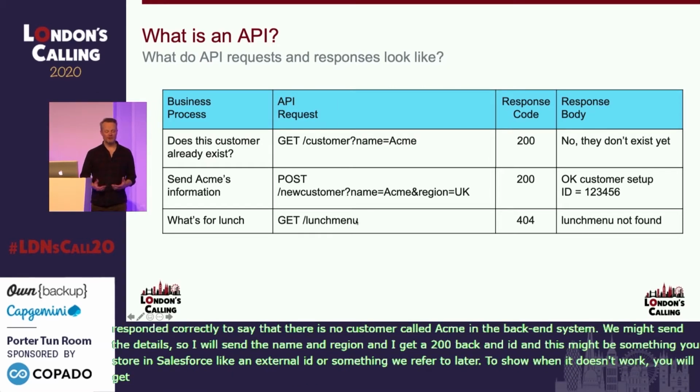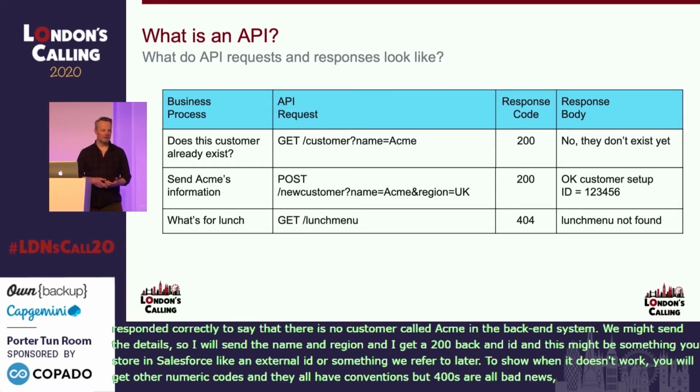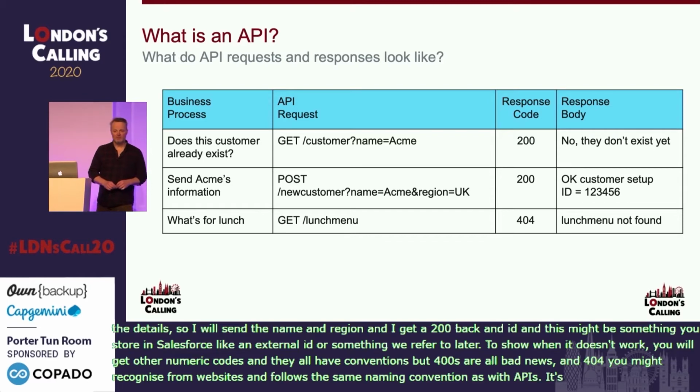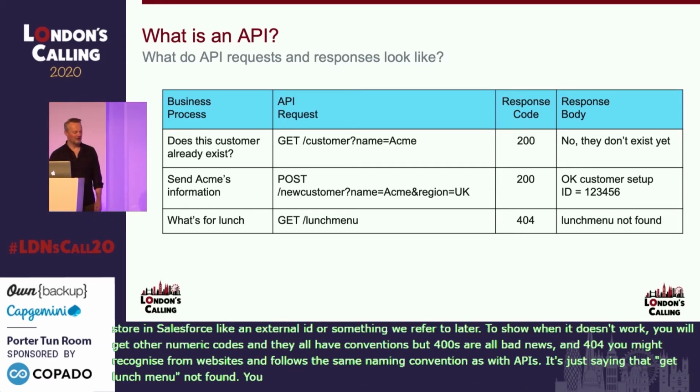And then just to show when it doesn't work, you're going to get other numeric codes, and they've all got conventions, but 400s are all bad news. 404 you might recognize from websites because it follows the same kind of naming convention as with APIs. And basically, it's just saying that get lunch menu, not found. We don't have an API to support what's for lunch today, so you're going to get a 404 not found.